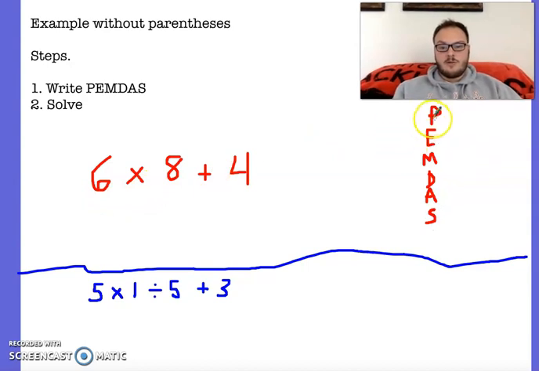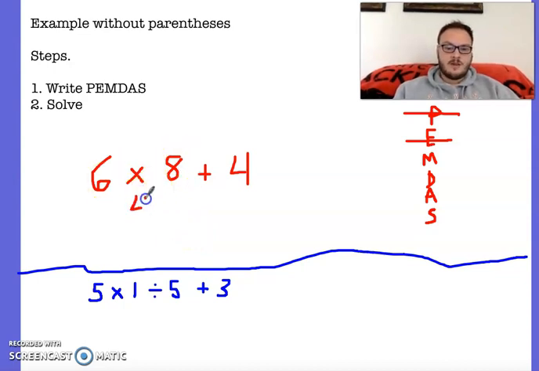So now I apply the order of operations. I have no parentheses. Done. We see no exponents. Done. Ooh, we're on multiplication and division. Do I see any multiplication or division? I do. So I'm going to do 6 times 8. We know 6 times 8 is 48.